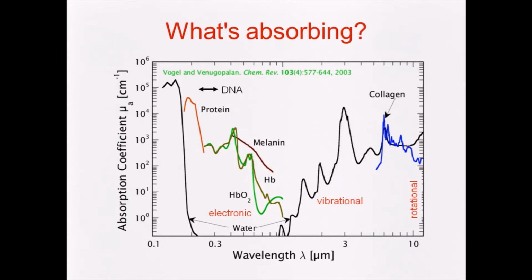So first, let's review the properties of tissue. First is absorption. In the high energy, short wavelength region, you have electronic interactions with tissue. Water has very high absorption, and there's this window that is clear in our visible region. Then there are proteins, melanin, and hemoglobin. As you can see, the absorption coefficients steadily drop as you move towards the near-infrared region.